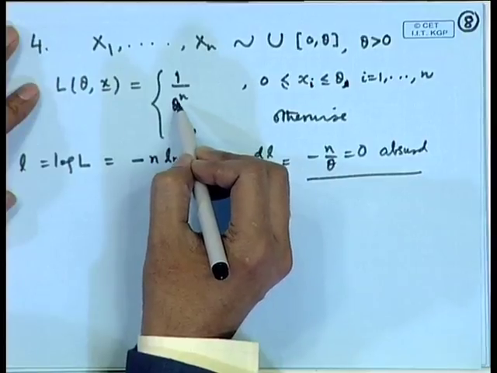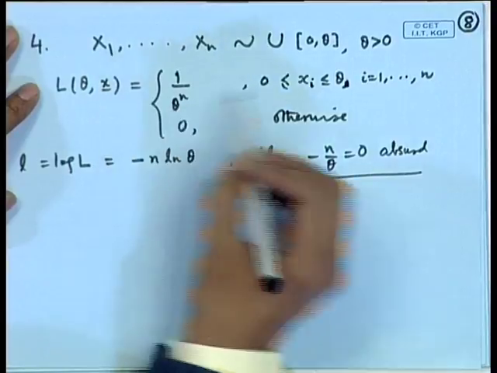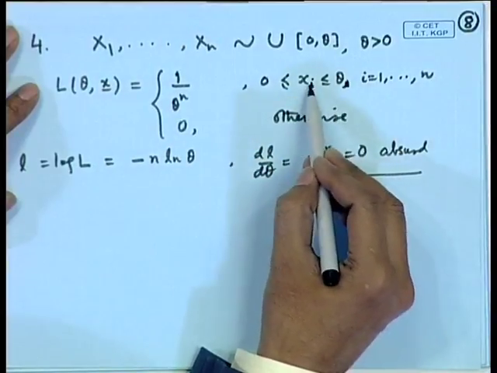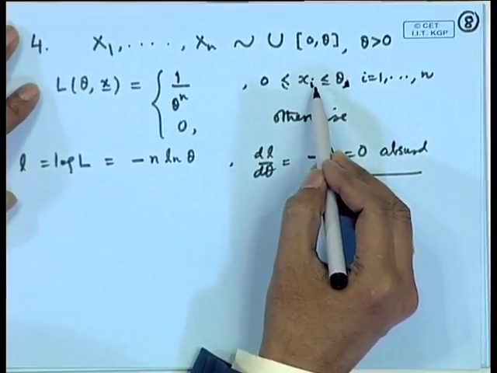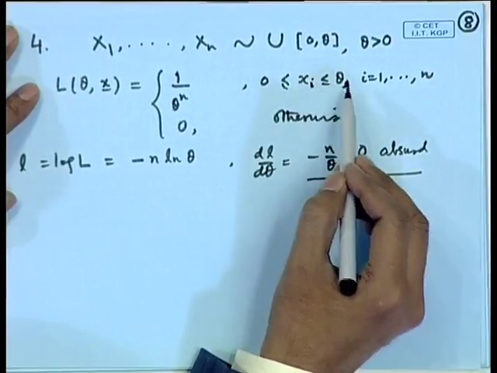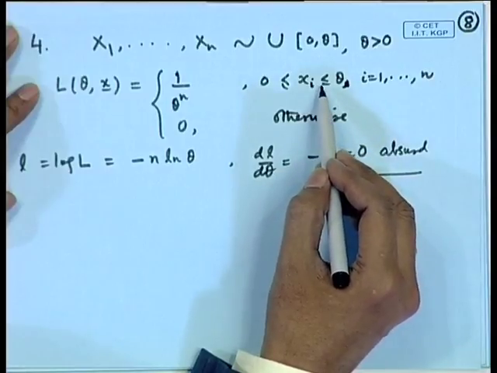Since theta is in the denominator, it corresponds to the minimization with respect to theta. What is the minimum value of theta? Since theta is greater than each of the x i's, the minimum value that theta can take will be the maximum of x 1, x 2, x n.